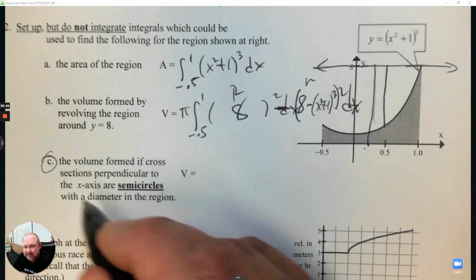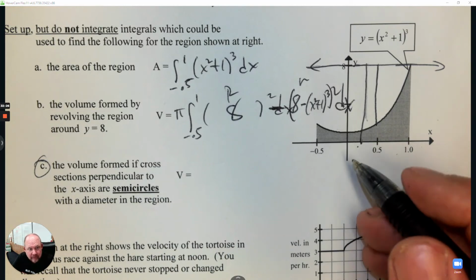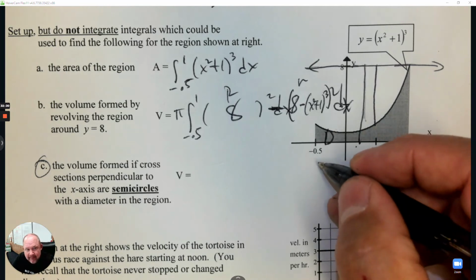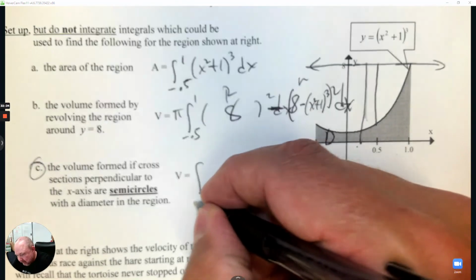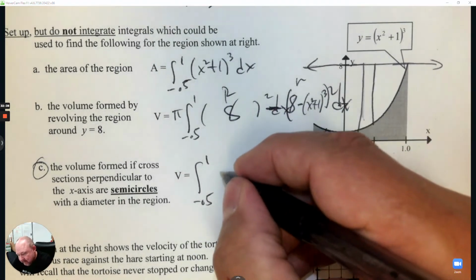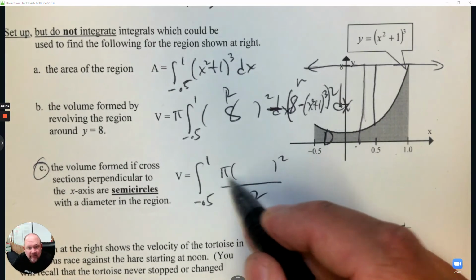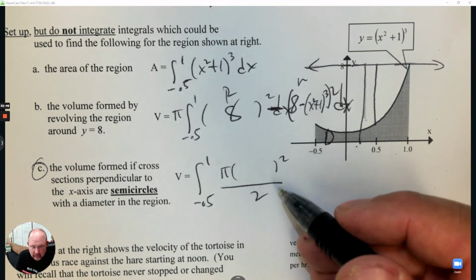Part C. Find the volume using cross sections that are semicircles. So that means each cross section here are semicircles. So what I'm looking for, the setup, again, is negative 0.5 to 1. It's pi r squared divided by 2. That's the formula for area of a semicircle.